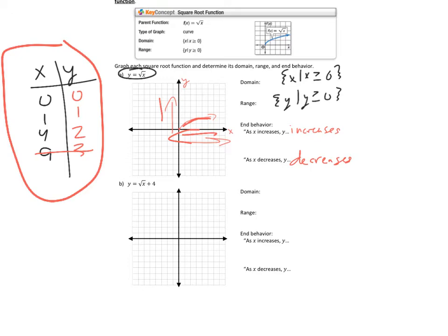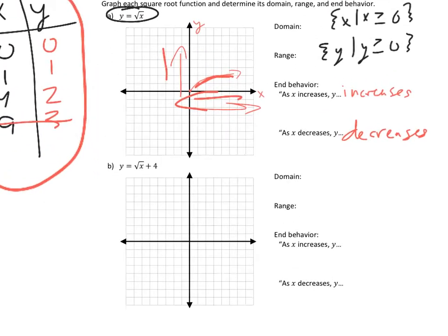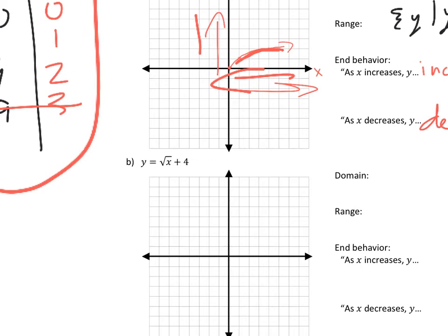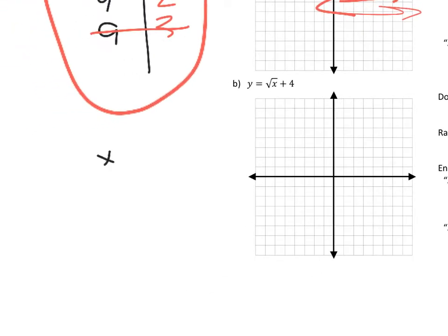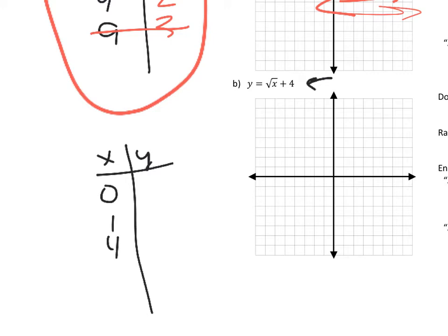Letter B. Y equals the square root of x plus 4. So I'm going to do the same thing. I'm going to start with the table of values as my step 1. And I'm picking random values of x, but not so random. I want this answer, the output, to be a not decimal. I want it to be a nice, easy number. So I'm going to start with 0 again, 1, 4, and see if those will get me good answers. Now if they don't, then I extend my graph.